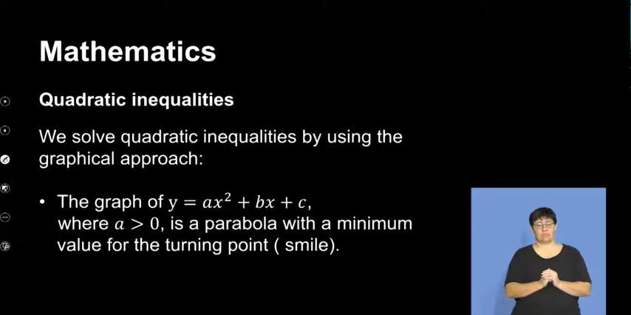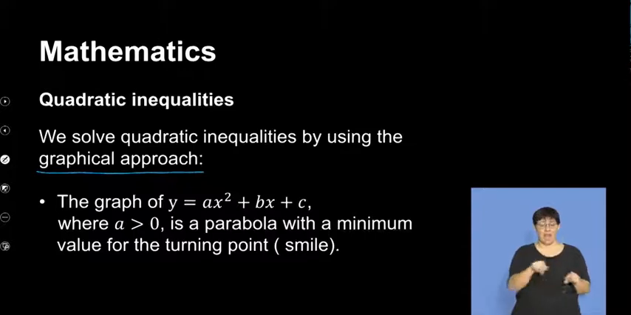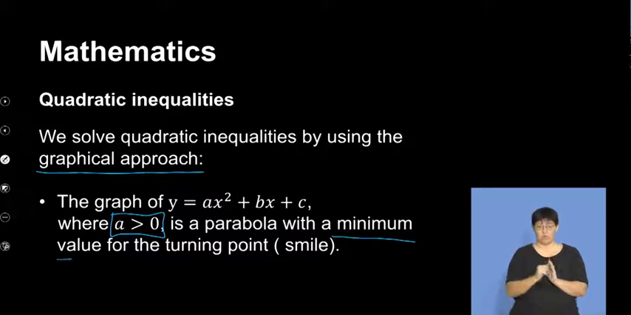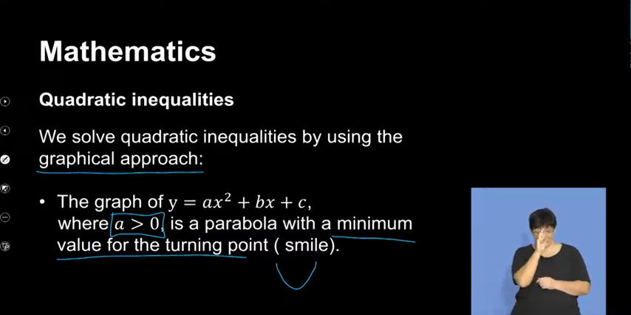Now, when we want to solve this, we use a graphical approach. Guys, I promise you, if you master this, you will get this correct. So I'm going to draw the graph of y equals ax squared plus bx plus c for you and show you where this inequality comes into play when we are talking about a quadratic graph. Remember that this is when a is greater than 0, meaning it has a minimum value for the turning point. So it's like your smiley face. You remember when they spoke about that.